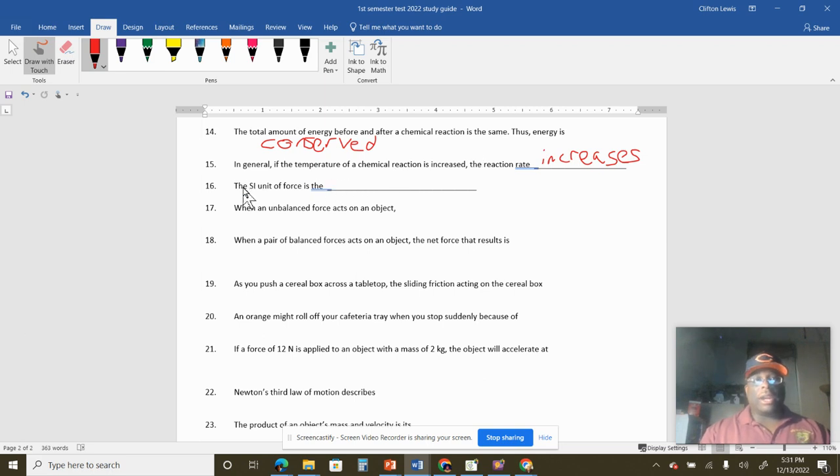The SI unit for force, that's named after the big dog, Isaac Newton.